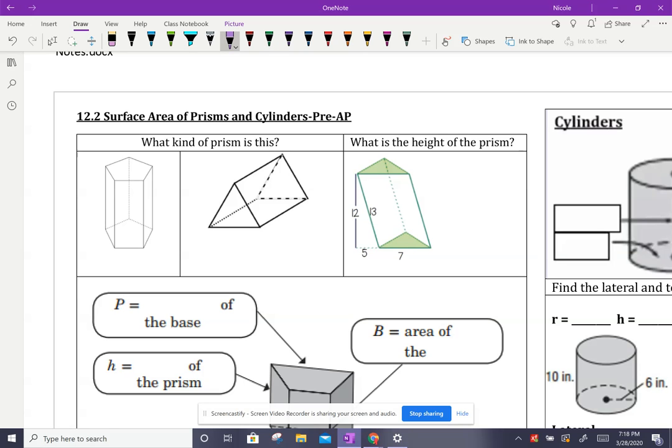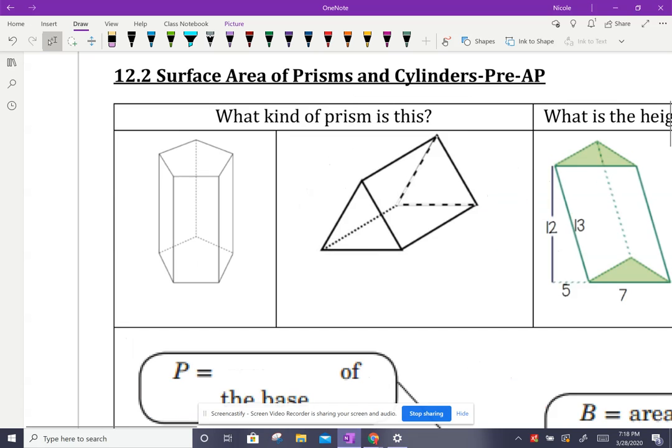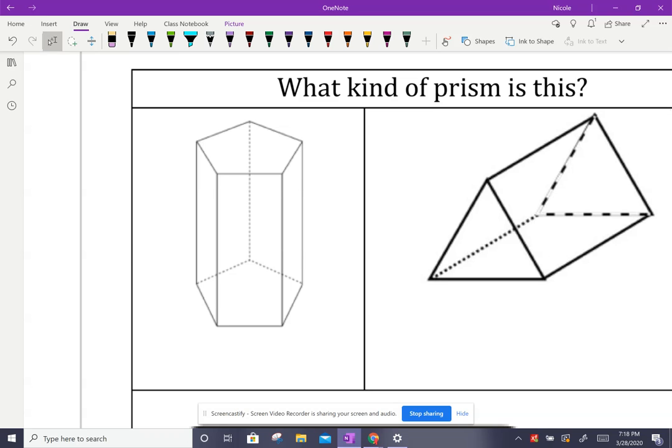So first, I want to make sure we understand when we're talking about prisms, what kind of prisms we have, because today we're going to talk about prisms and cylinders. And so if I look here at my examples, I have two different prisms here. All prisms have two bases, and then the rest are what we call the lateral sides. You're always going to have two bases that have the same shape. So looking at my first one here, I have sides to my prism, but the only shape that I see only twice would be these pentagons at the top and the bottom.